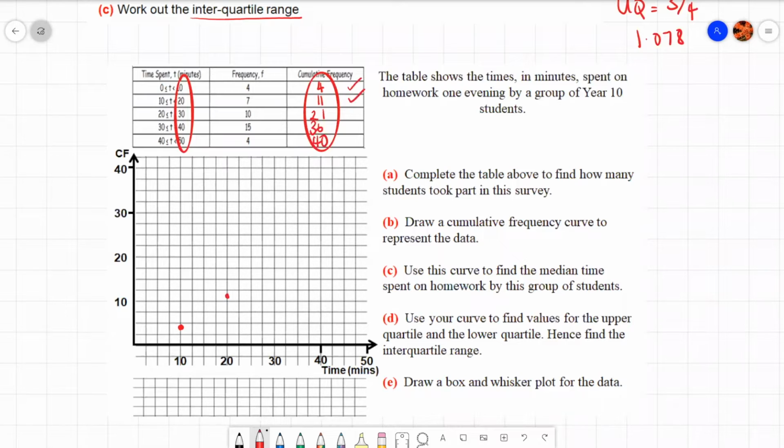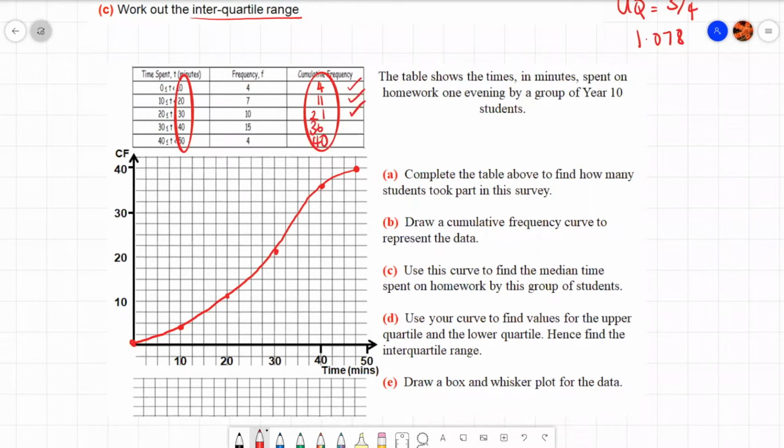Done that one and that one. 30 against 21. 21 again about right there. I've got 40 against 36. Well, that's 32.5, that's 35, so 36 is about there. And the last one, 50 against 40. And it goes to 0. And again, I'm just going to draw my little smooth curve if I can. There you are. I've drawn my cumulative frequency graph.